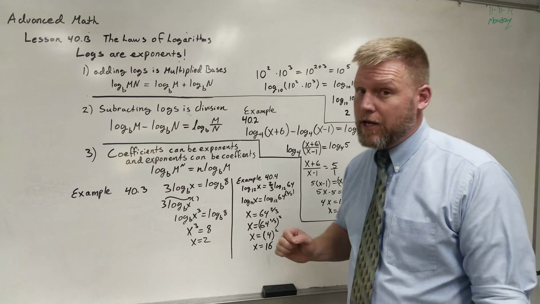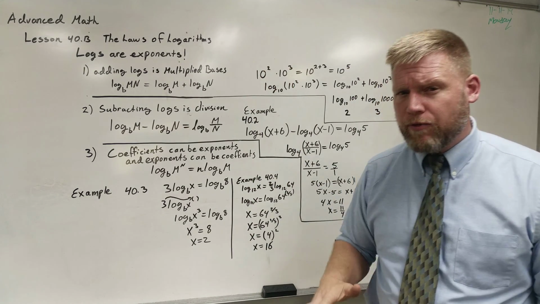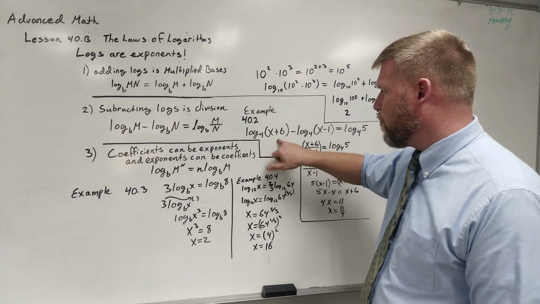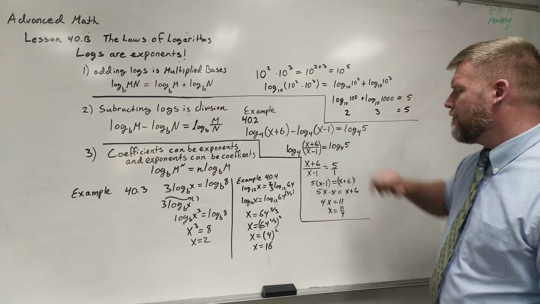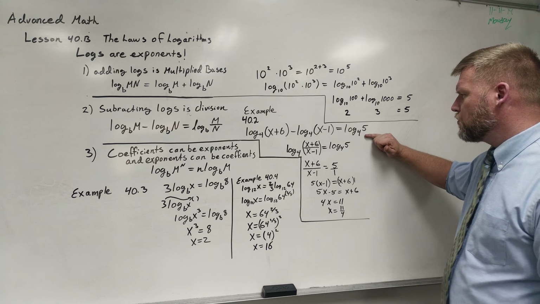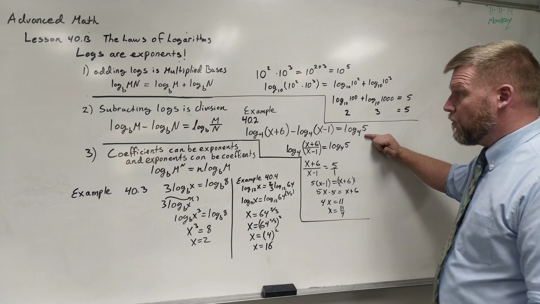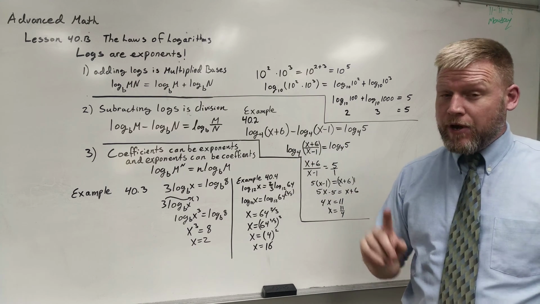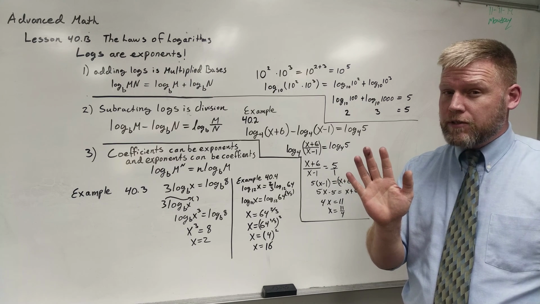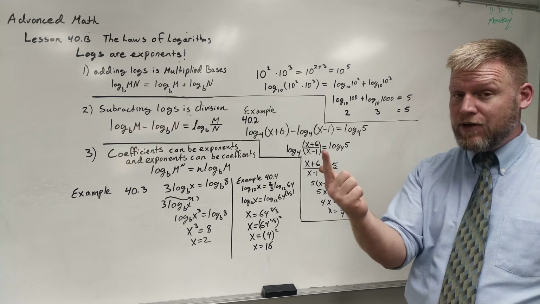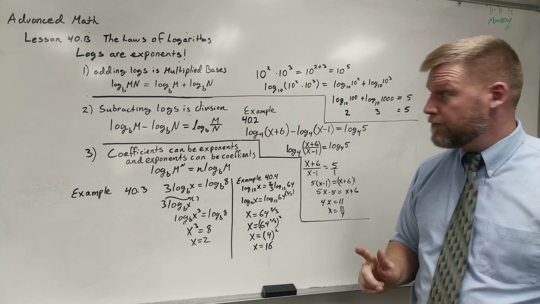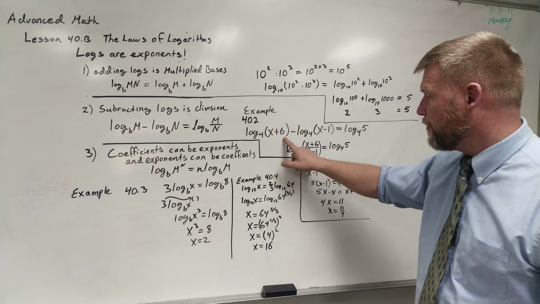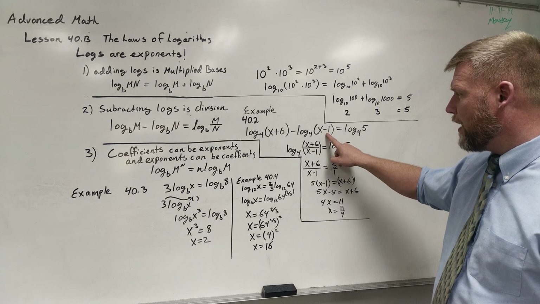Let's look at example 40.2, and I skipped over 40.1 if you want to read through that on your own. But 40.2 has log base 4 of x plus 6 minus log base 4 of x minus 1, and they said that equals log base 4 of 5. Now, I can apply the same rule. Remember that logarithms are exponents, and remember in multiplication, the order doesn't make a difference, but in subtraction and division, because they go hand in hand, the order does make a difference. So this negative here is telling me it's x plus 6 divided by x minus 1.